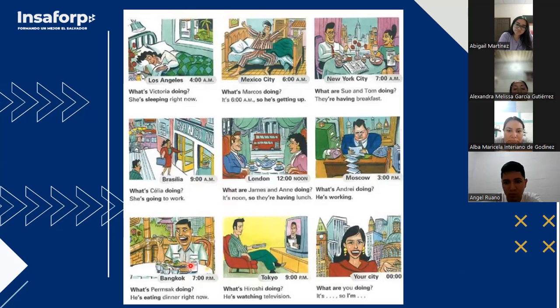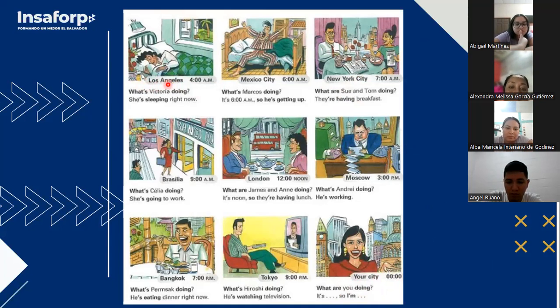Are we with this one? Alexandra, Melissa, you don't have one, right? Okay, you're going to be Tokyo. And Alba Maricela, you're going to help me with New York, with this one. We might change New York City. We have New York City, but we can repeat it. Don't worry, we can repeat it. That's no problem. Okay, guys, let's start.